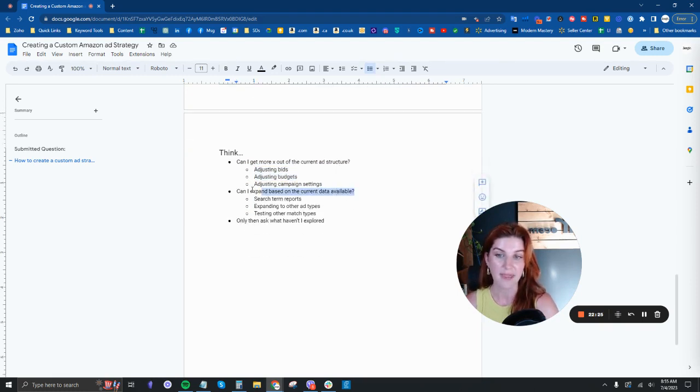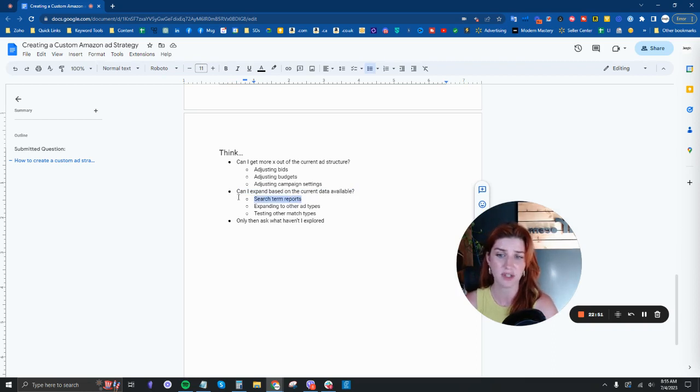Okay. And then once we figure that out and see what that ad spend shakes out to be, what that performance shakes out to be, we want to ask, can I expand based on the current data available? So again, going out, doing completely new keyword research, all these untested keywords, not a bad idea, but not the easiest and most likely thing to get us immediate impact.